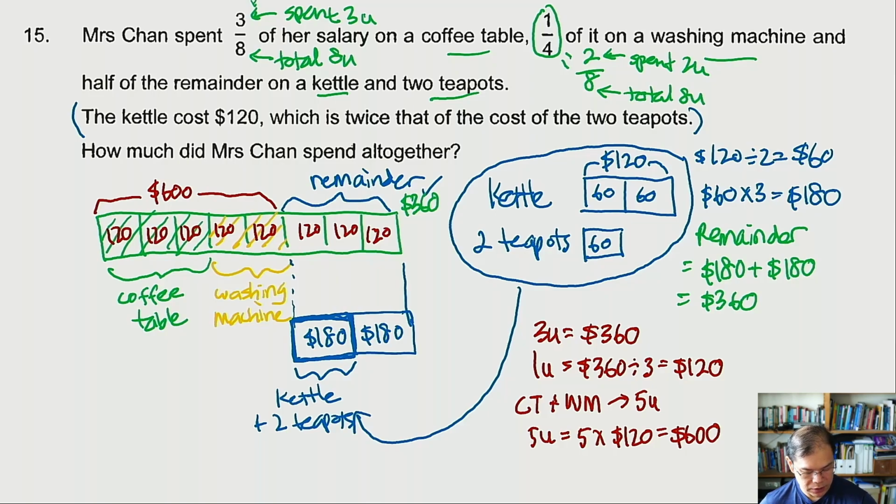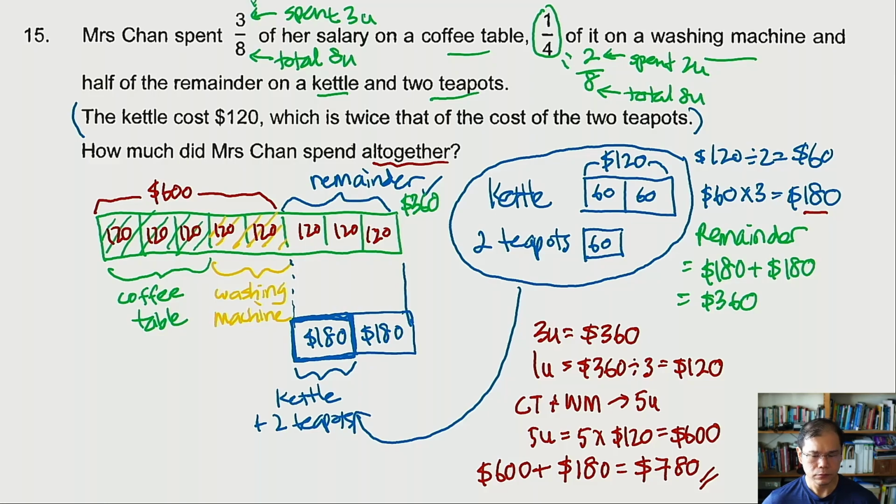Okay, so finally, how much did Mrs. Chan spend altogether? So I already have the coffee table and the washing machine, and I know I spent $180 on the kettle and 2 teapots. So I just need to add everything together, right? $600, which is for the coffee table and washing machine, plus what she spent on the kettle and 2 teapots, which is $180. So altogether, she spent $780.